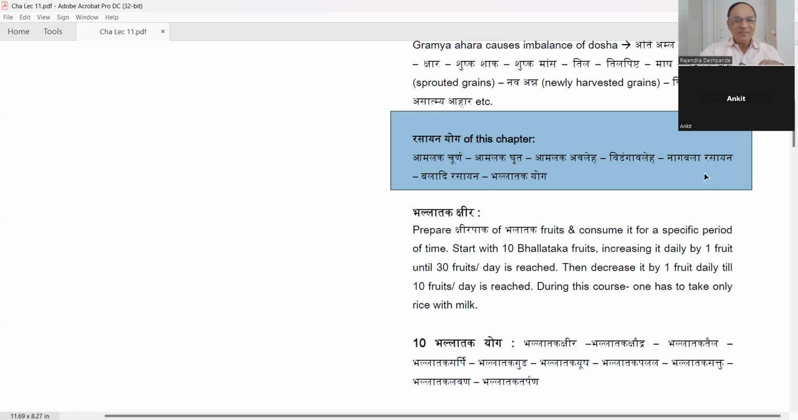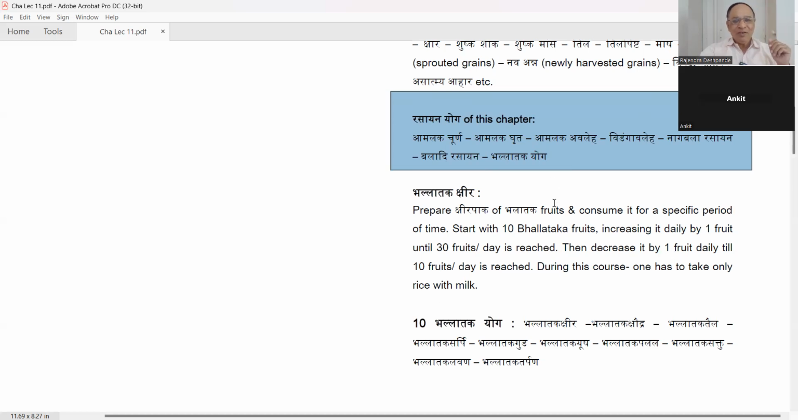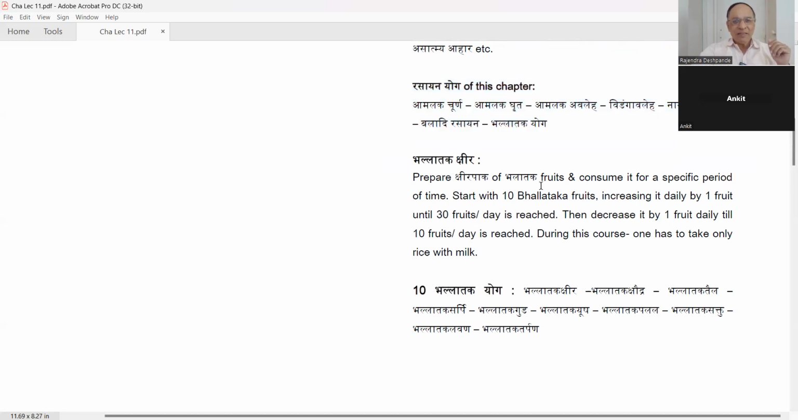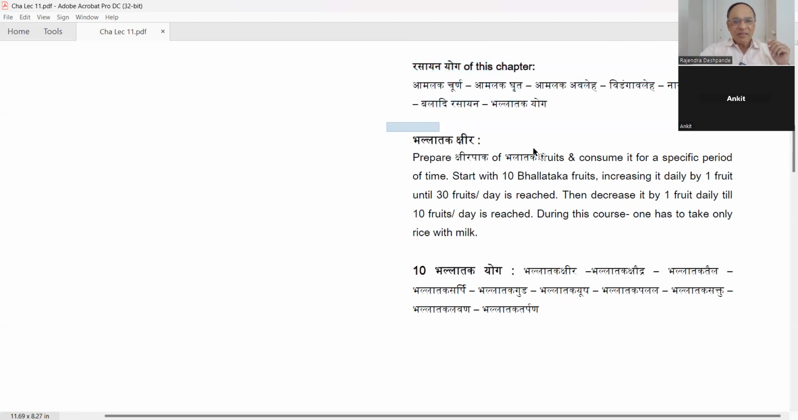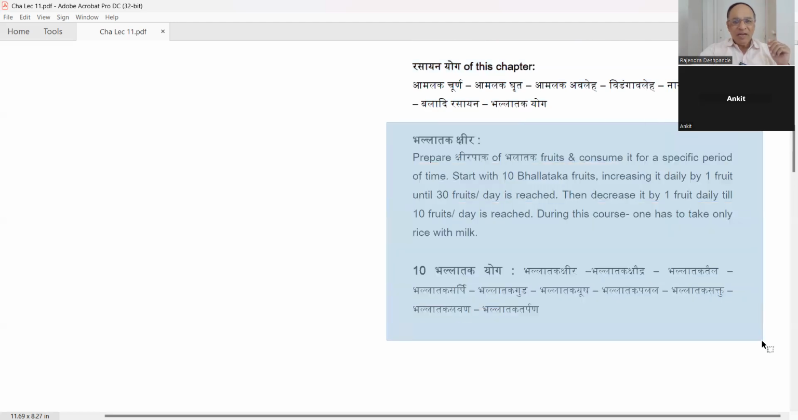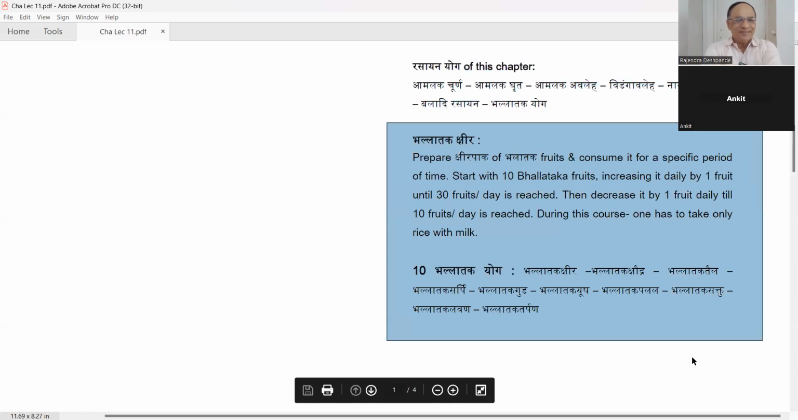Nagabala Rasayana, Baladi Rasayana, where Adi means etc., different plants are there. Baladi Rasayana and Bhallataka are different formulations. Yoga means formulation. Okay? So, we will talk now about Bhallataka. Bhallataka Shira and Bhallataka, different formulations. Bhallataka in Marathi is called Bibba.